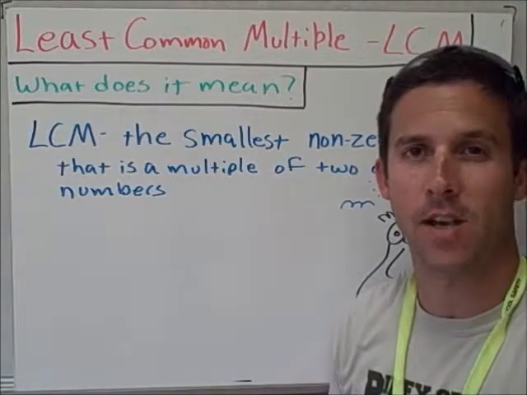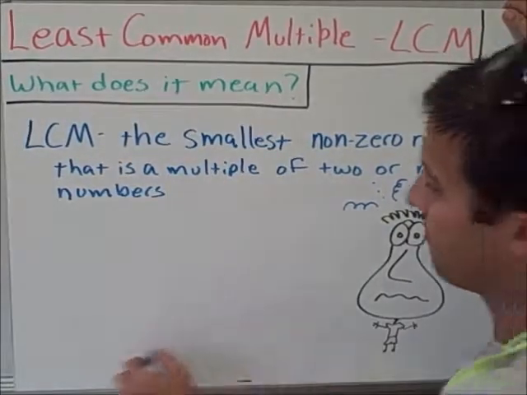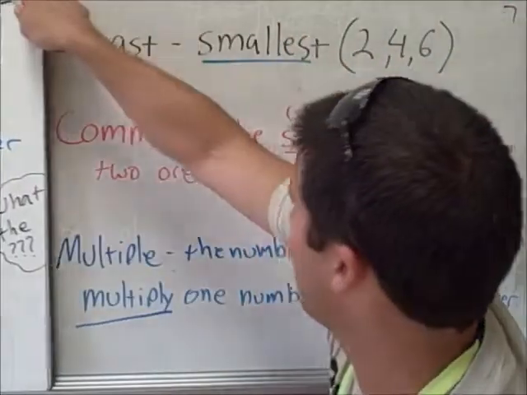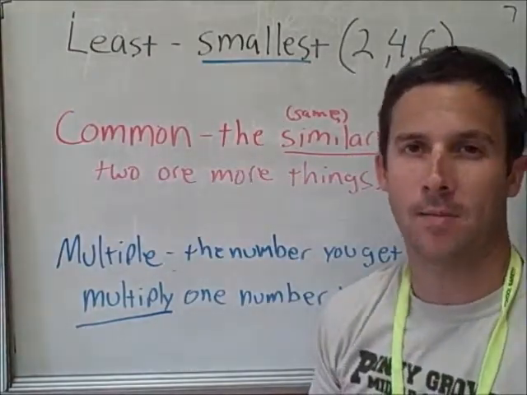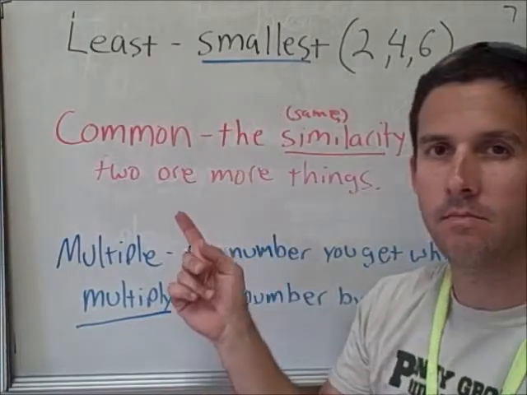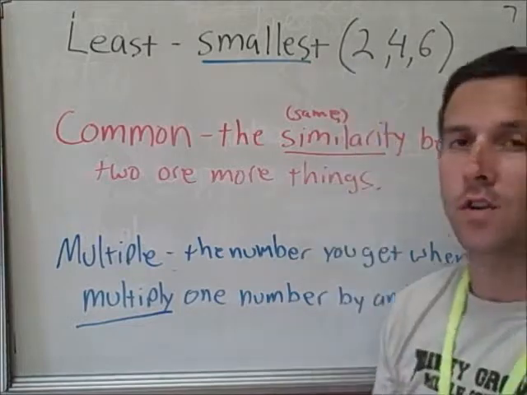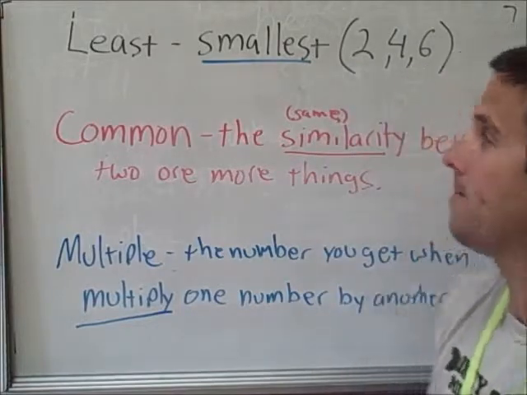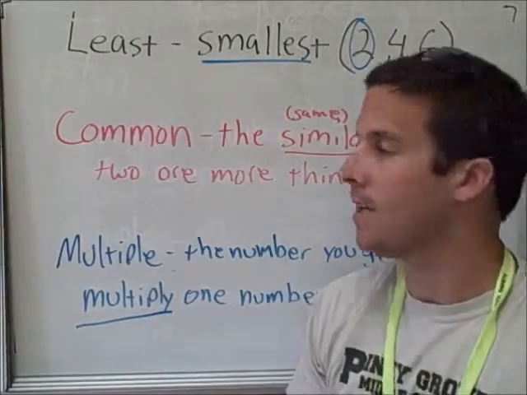We need to understand some definitions first before we understand this. All right. First of all, what does least mean? Well, least means smallest. So, for example, what would be the smallest number out of 2, 4, and 6? That's right, 2, smallest number. That's what least means. How about common?